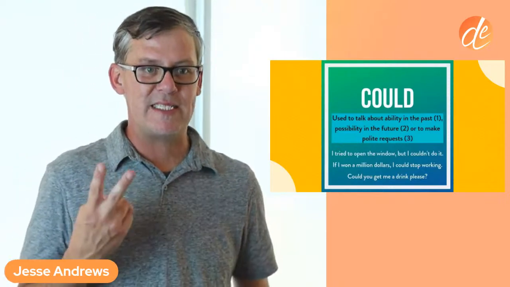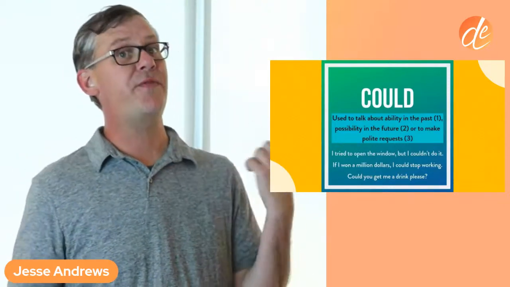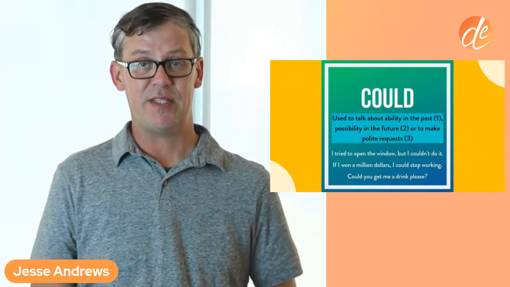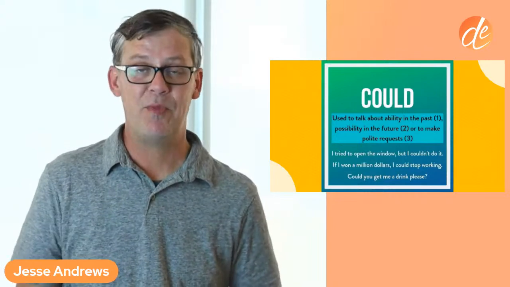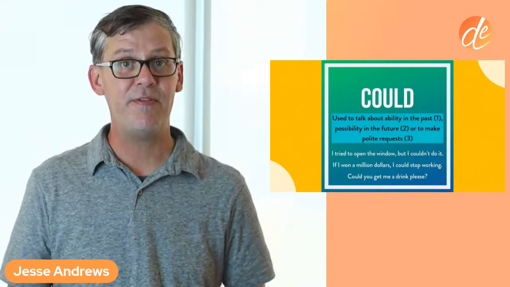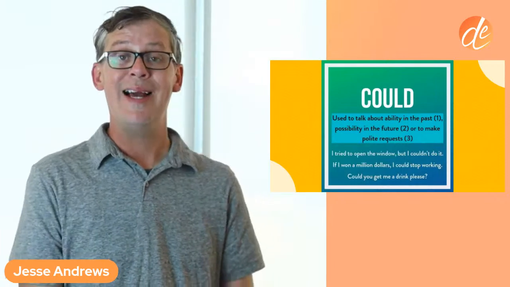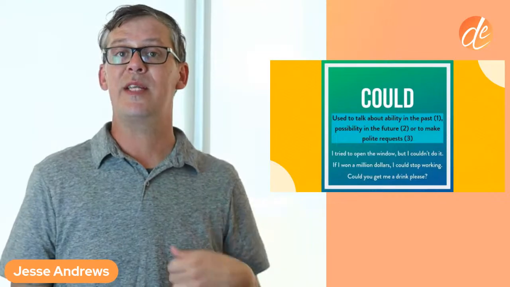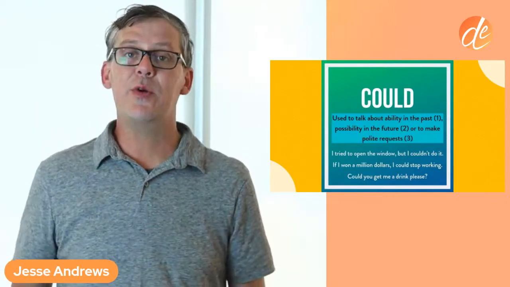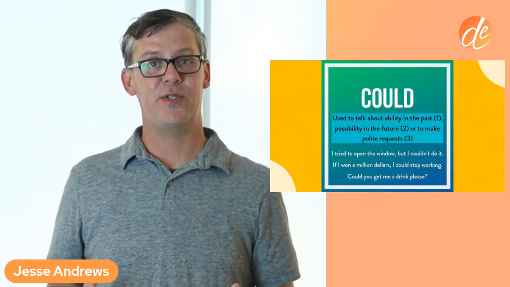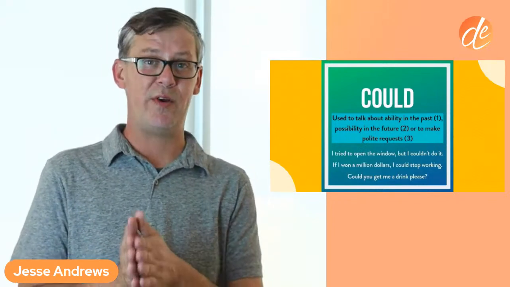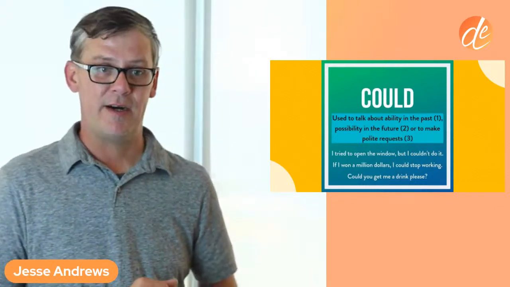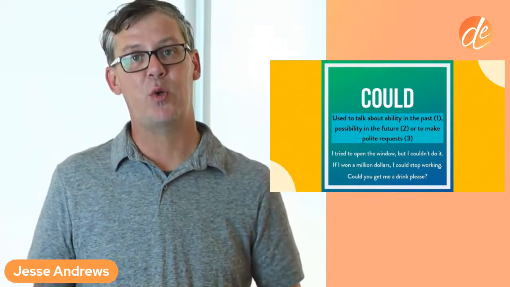All right, second, we have a possibility in the future. Here again, we have the conditional. This is going to be using if. So again, if I win $1 million, I could travel the world, right? Saying it's a possibility. But again, notice it's used in a hypothetical sense with our word if. We don't know. All right, and thirdly, we have polite requests.